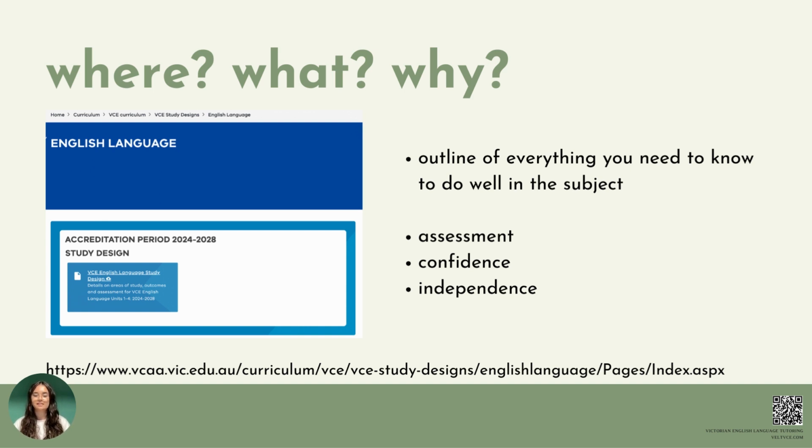You can find the study design at this link down below, or if you have a look at just above the blue box where it says English Language on the VCAA website, just go to Home, Curriculum, VCE Study Designs, and then you'll find English Language. What is it? It is the outline of everything you need to know to do well in the subject. So the only things you'll be assessed on are things in the study design. The only things you're expected to know are things in the study design. No one can ask you any questions that is not related to the study design. So if you know it inside out, you're going to do really, really well.